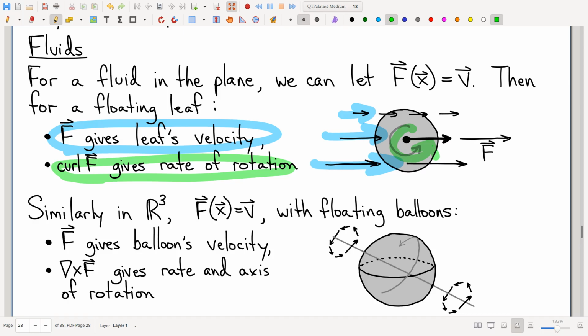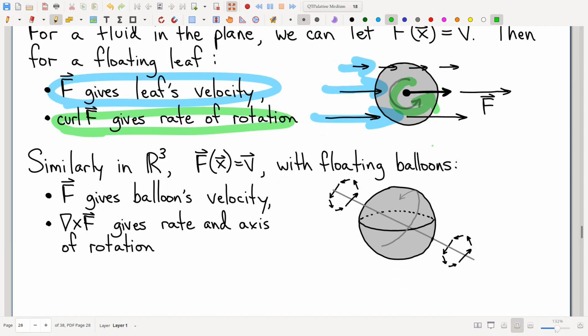So pushing harder on this side, as this fluid does, we expect a counterclockwise rotation. And if you were to write down a formula for this vector field, and if you were to compute the curl, you would get a positive value, thus indicating counterclockwise rotation. Okay, same deal with three-dimensional curl.